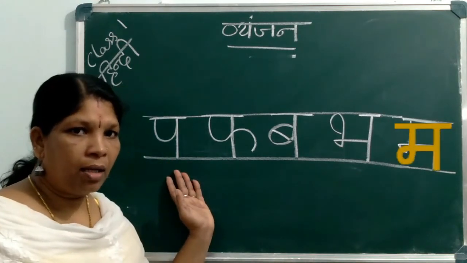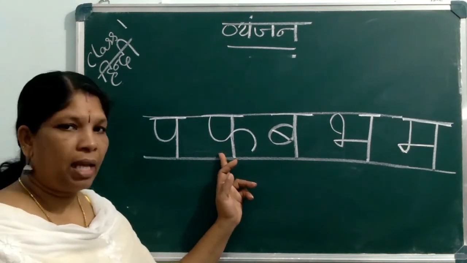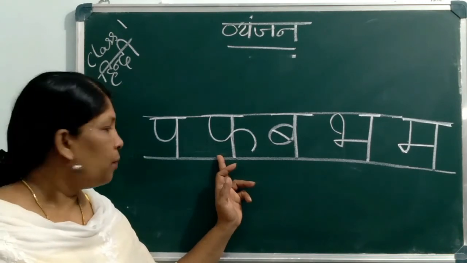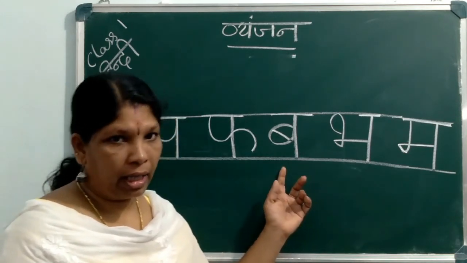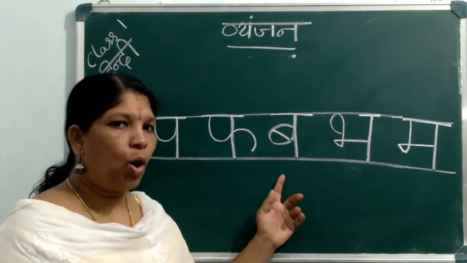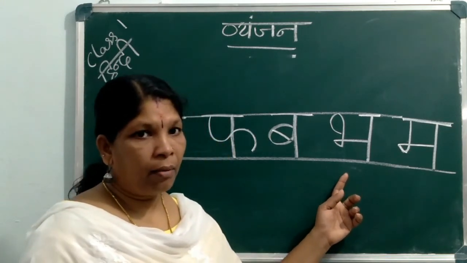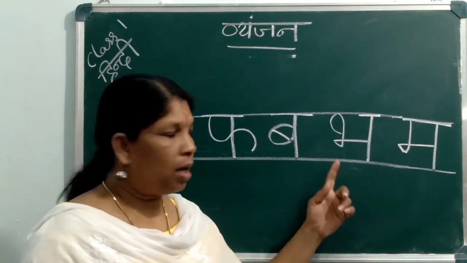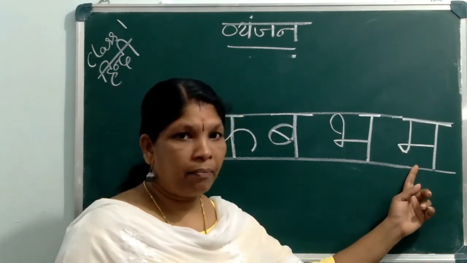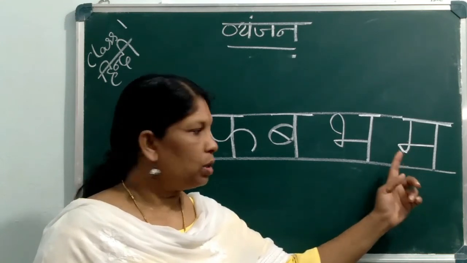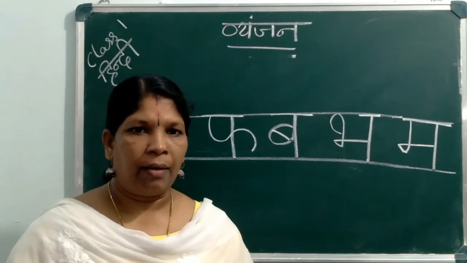Pa se parda, curtain. Pa se patang, kite. We studied. Then pha se phal, fruit. Pha se phali, beans. Then ba se bakri, bagula. Bakri, goat. Bagula is crane. Then bha. Bha se bhavan. Bha se bharna. Bhavan, house. Bharna, to fill. Ma se matka, matka is pot. Machli, machli is fish. Okay, clear, I hope.